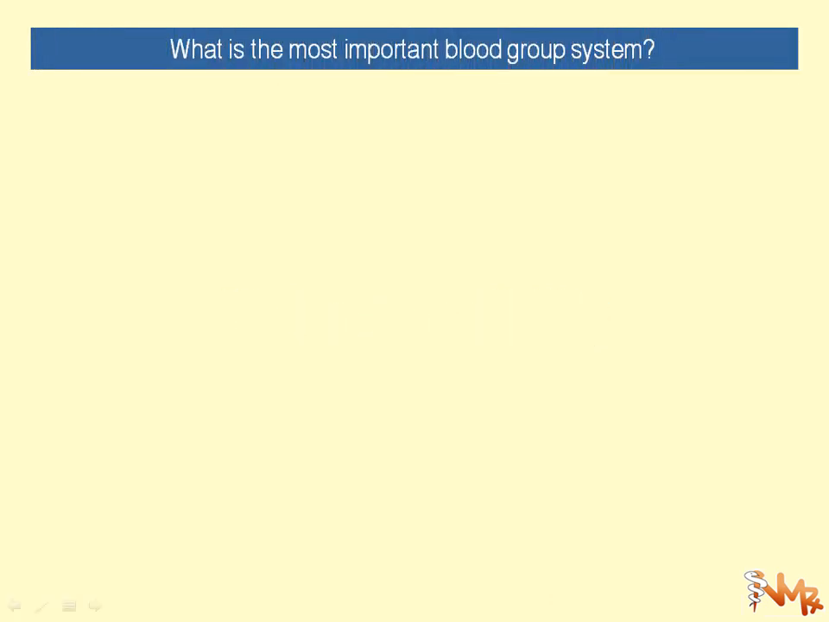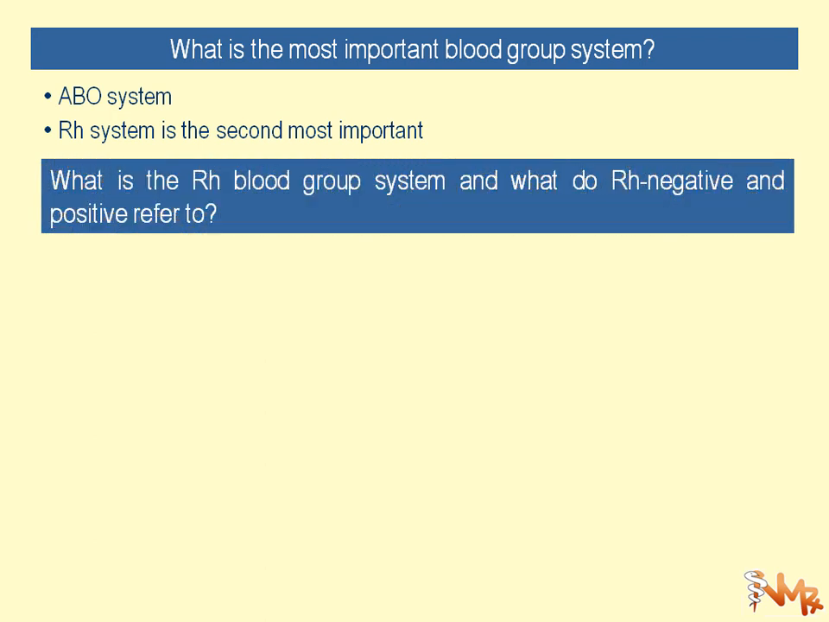What is the most important blood group system? This is the ABO system. RH system is the second most important one. However, as we're going to see shortly, in the obstetric settings, RH is by far a lot more important. So what is the RH blood group system, and what do RH negative and positive refer to?